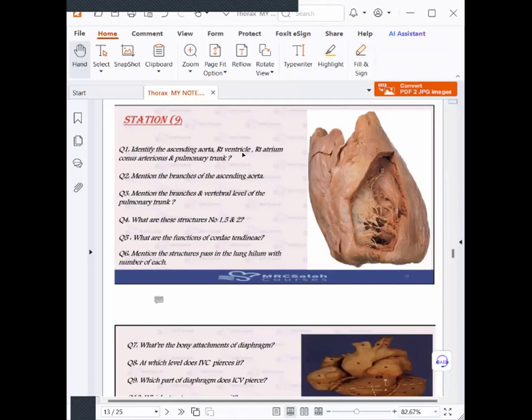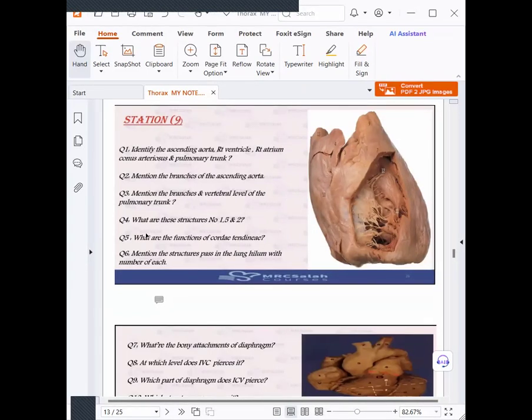Identify the ascending aorta, right ventricle, right atrium, conus arteriosus, and pulmonary trunk. Okay, so ascending aorta is number 3. Right ventricle is dissected here. Right auricle is number 4. Right atrium is number 10, and conus arteriosus is number 7, and pulmonary trunk is number 9.